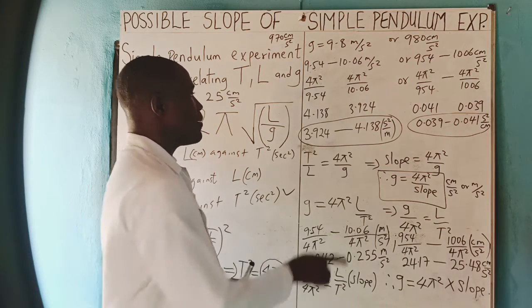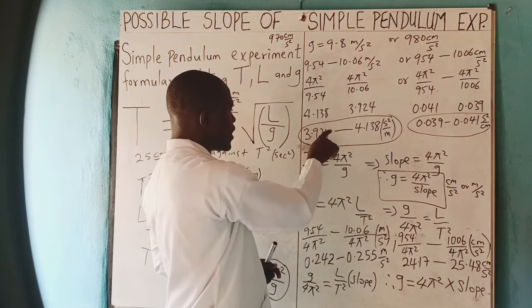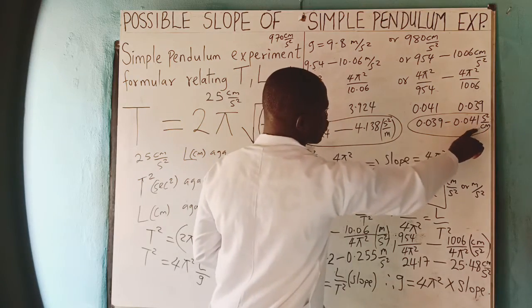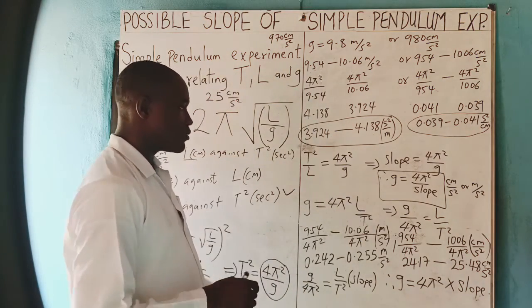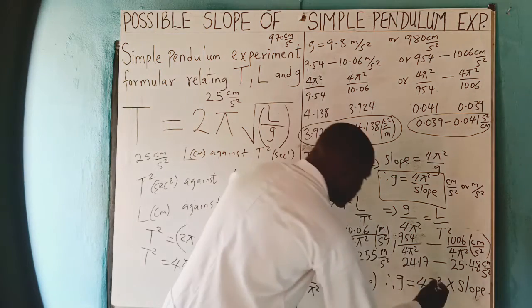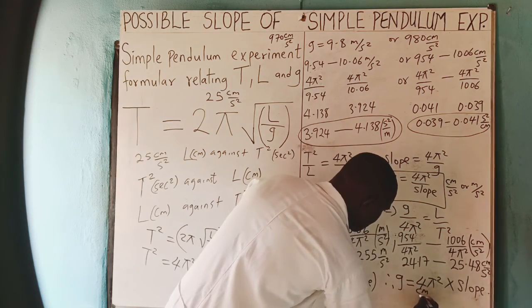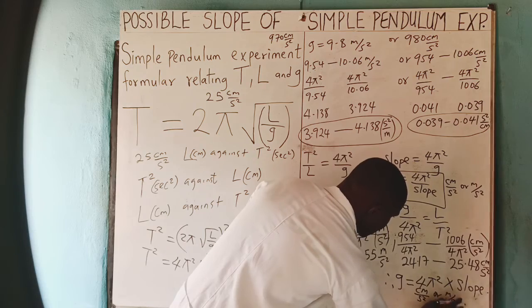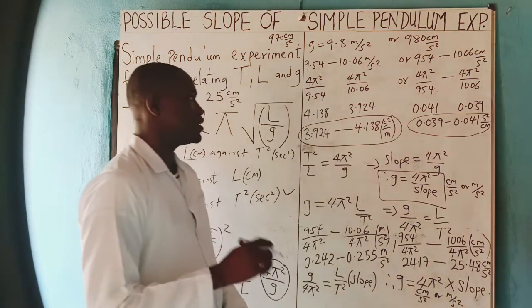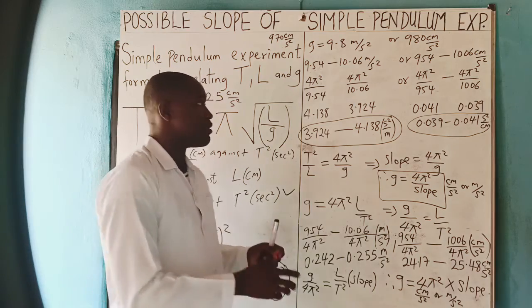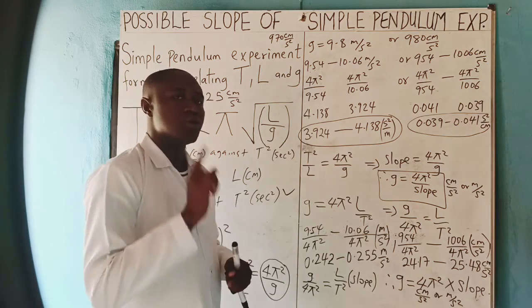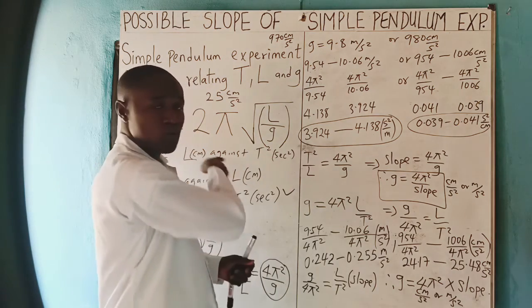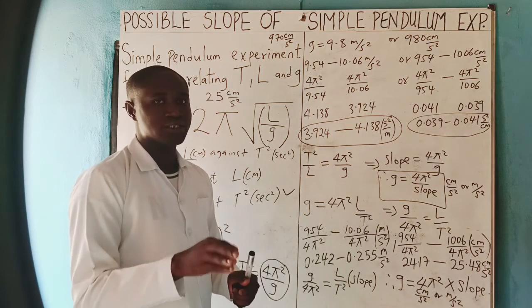Remember the correction we made here? We said T square against length, that is second square over meter. For this one, second square over centimeter. So take note of the correction. Then for this G, the unit will be centimeter per second square or meter per second square, depending on the unit of your length. I think we have been able to talk about this without performing the experiment, plotting the graph, and giving ourselves headache. You can sort it out with the formula so that you know if you are correct or if you are not correct.